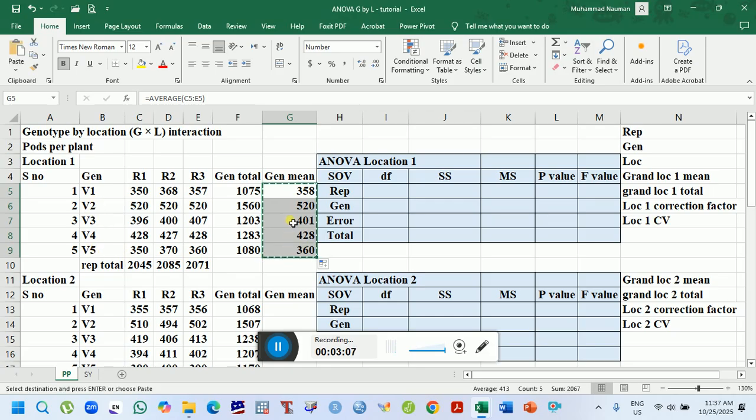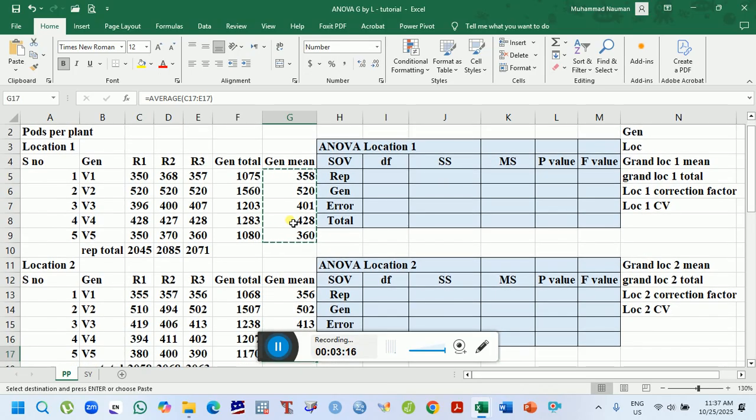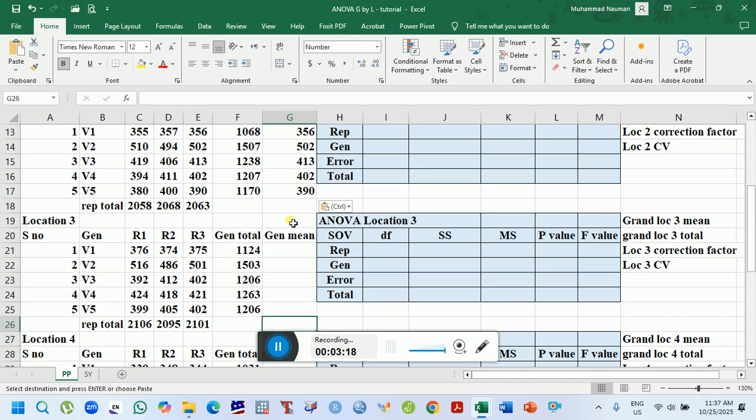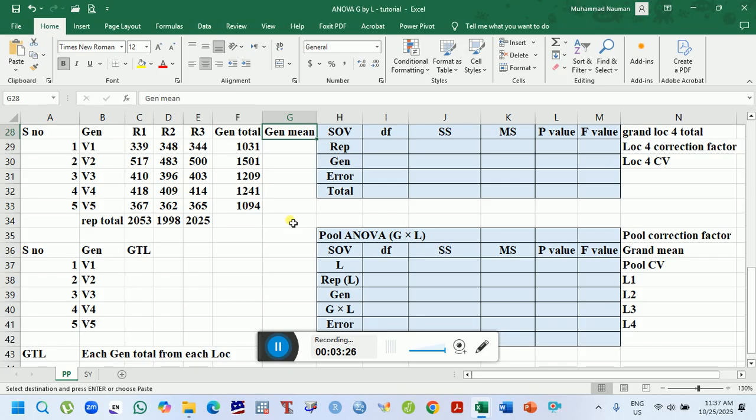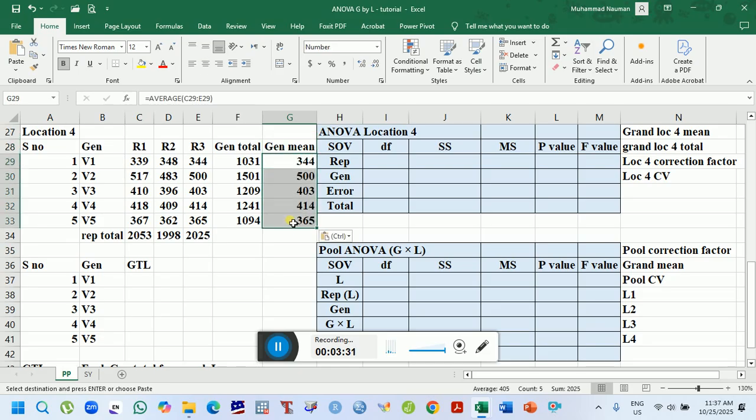Copy this and paste it in each test location. Control V, go down, control V in location 3, and location 4, control V. We have calculated the averages of variety 1, 2, 3 up to 5 evaluated in location 1, 2, 3 and 4.